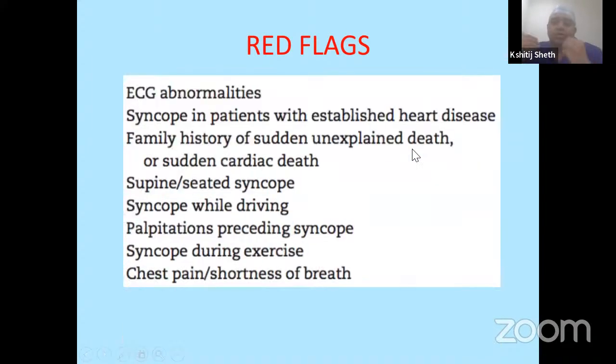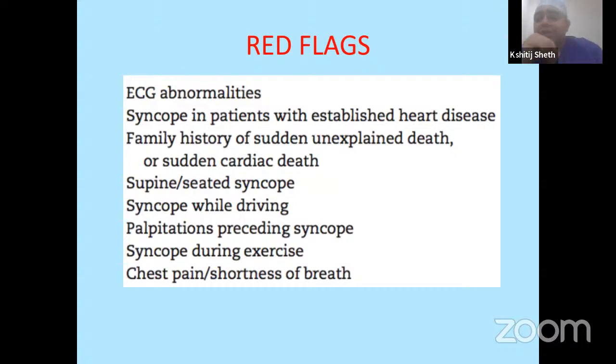So what red flags are important to differentiate between a vasovagal syncope versus a cardiac cause of syncope? As I said, history is most important. The red flags which would give us a heads up for a cardiac cause of syncope are abnormality in the ECG, a history of established heart disease, and a family history of sudden unexplained death at a young age or sudden cardiac death. As I said, syncope in a seated position is a very malignant condition. It has to be investigated. Also syncope while driving in older kids.